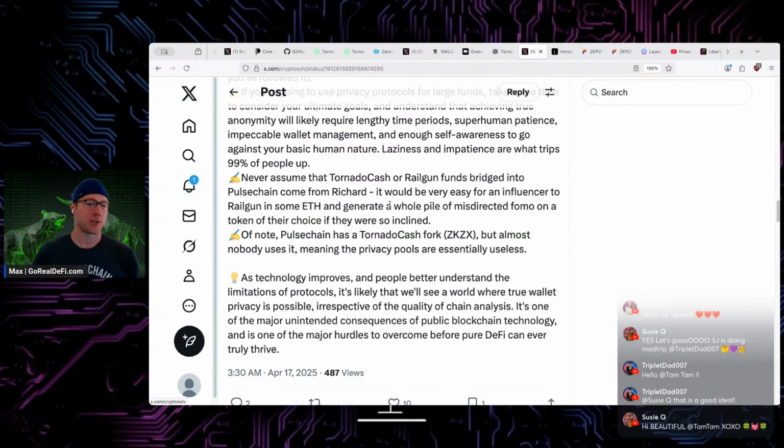Never assume that Tornado Cash or Railgun funds bridged into a protocol come from Richard. It'd be very easy for an influencer to Railgun in some ETH and generate a whole pile of misdirected FOMO on a token of their choice if they were so inclined.